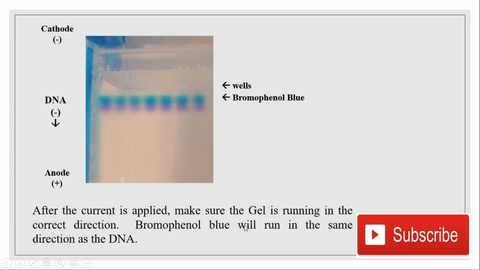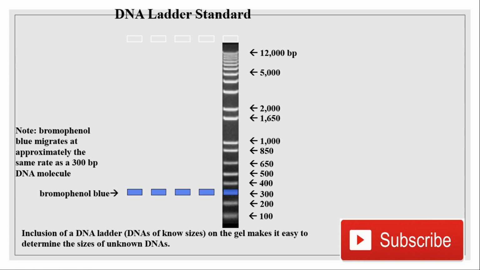When the current is applied, make sure the gel is running in the correct direction. You put the black terminal on the black and the red terminal on the red. It will be clearly marked on the tray. If you use it vice versa, you have a problem. The sample will move from negative to positive sides, and it will run out this way. Bromophenol blue will run in the same direction as the DNA. So finally, you can see the DNA.